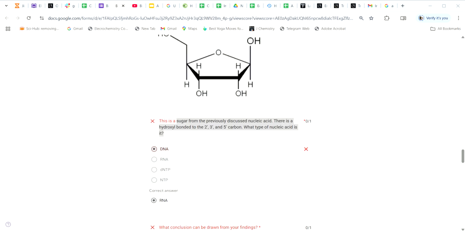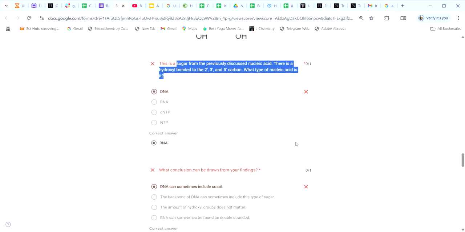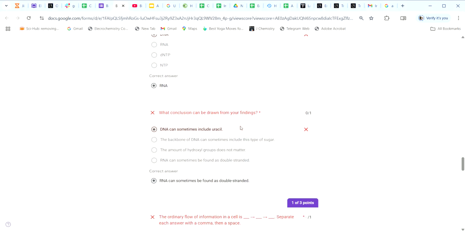So the next incorrect one is: what conclusion can be drawn from your finding? RNA can sometimes be found double stranded. Okay, so RNA can sometimes be double stranded.